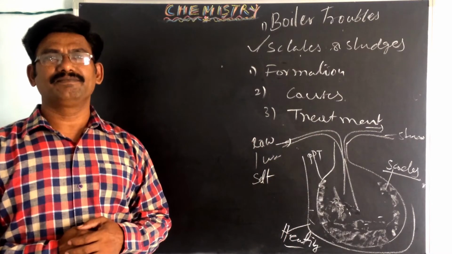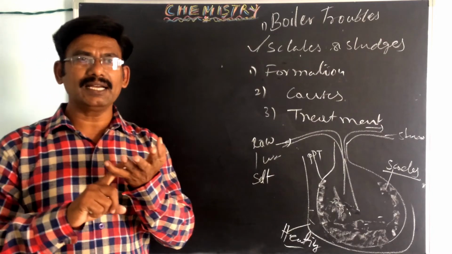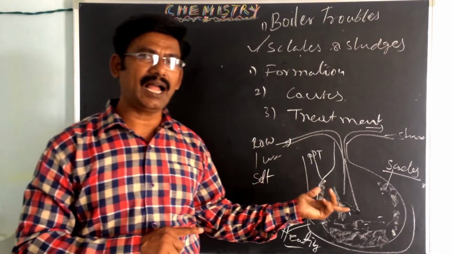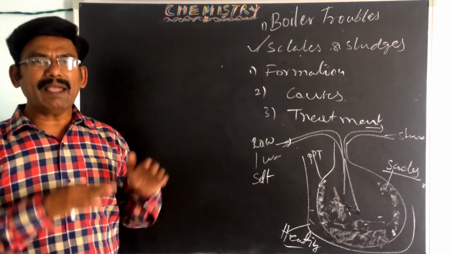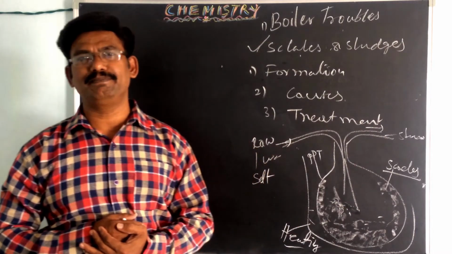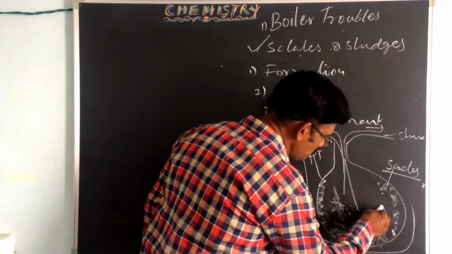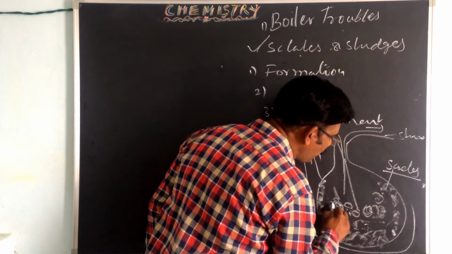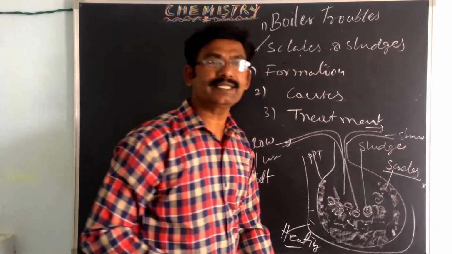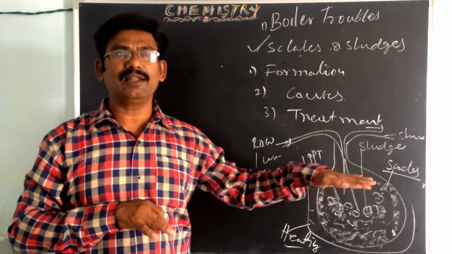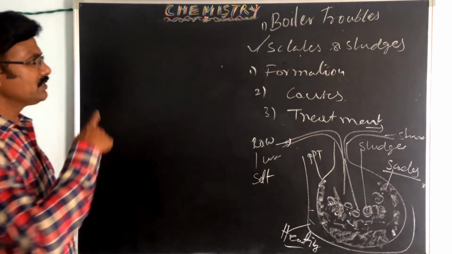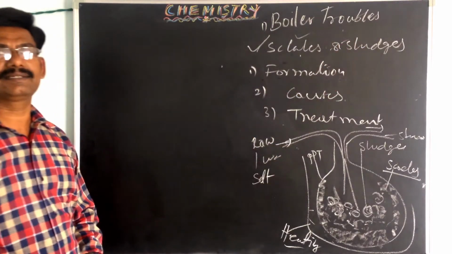And next, sludge. What are scales? The very hard, adhering coating on the inner walls and bottom of the boiler is known as scales. Some of the salts may be loose, float on the boiler water, and form a slimy precipitate. These are called sludges. Scales and sludges.